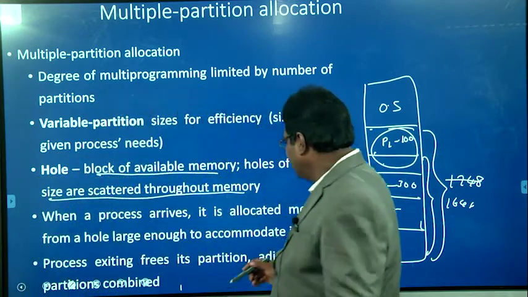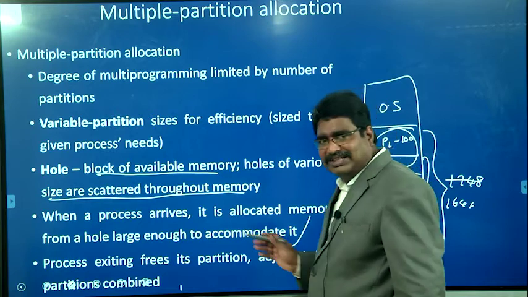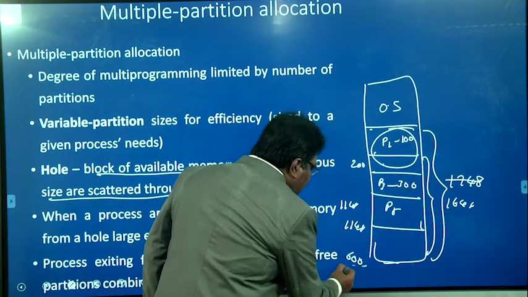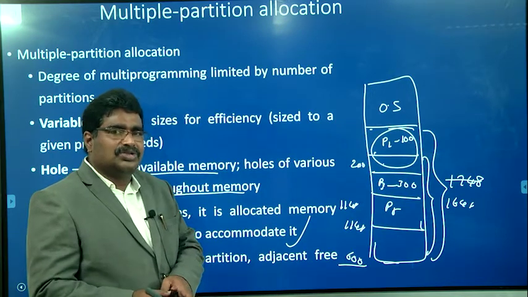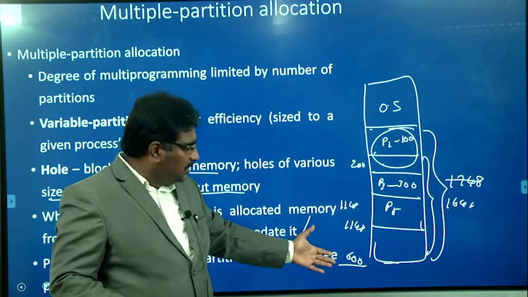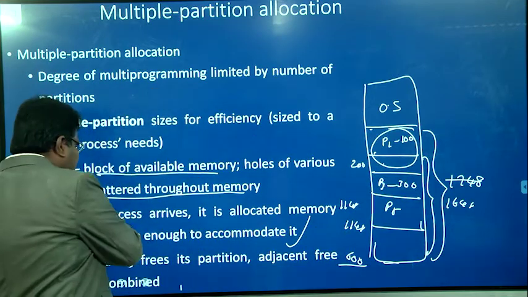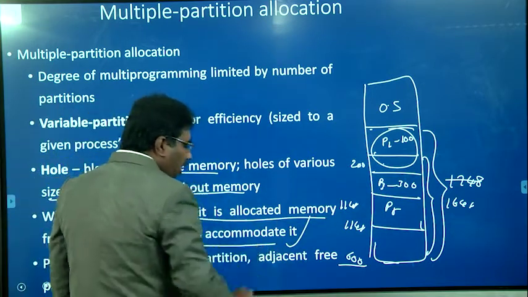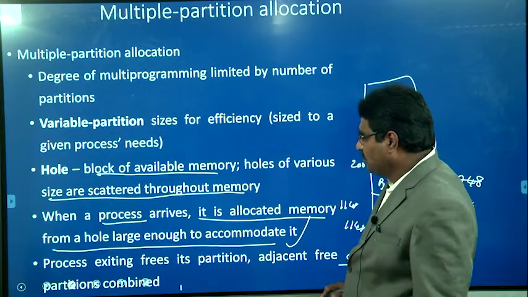When a process arrives, it is allocated memory from a hole large enough to accommodate it. For example, a new process arrives whose size is 600 MB. The operating system verifies where 600 MB of contiguous free space is available, and only in that location is it possible to allocate. In this example, a 300 MB free space is available, so it is not possible to allocate a process whose size is more than 300 MB. For that reason, the operating system allocates memory from a hole large enough to accommodate the required memory size.